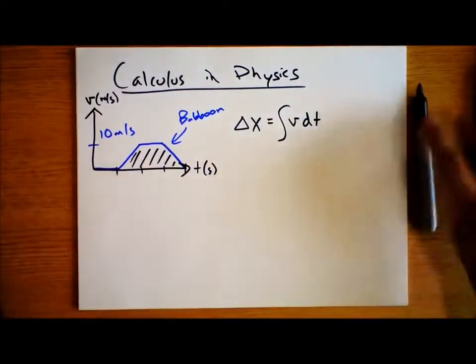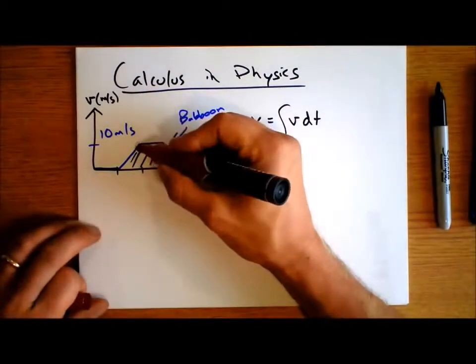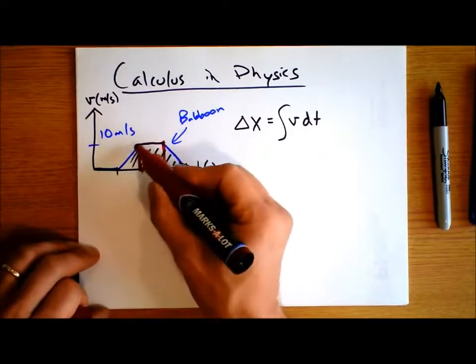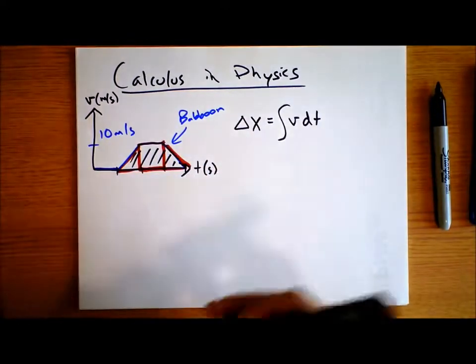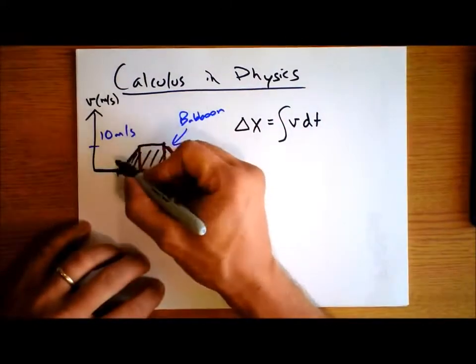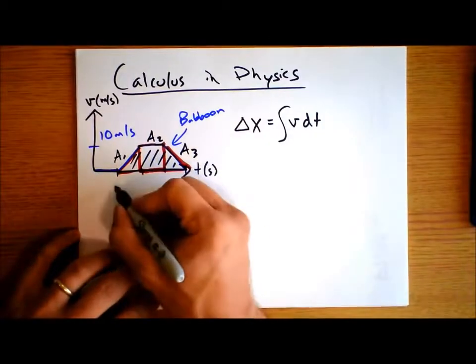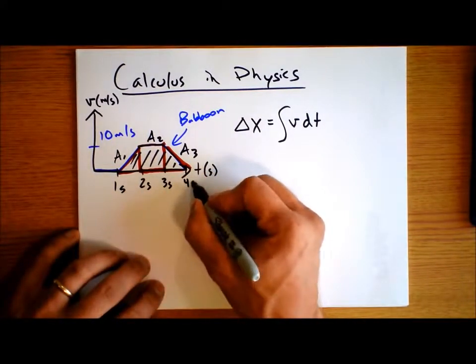We have, well, I see a square right here, and I see 2 triangles there and there. So let's name these areas. I'm going to call this area 1, area 2, and area 3. This is 1 second, 2 seconds, 3 seconds, 4 seconds.